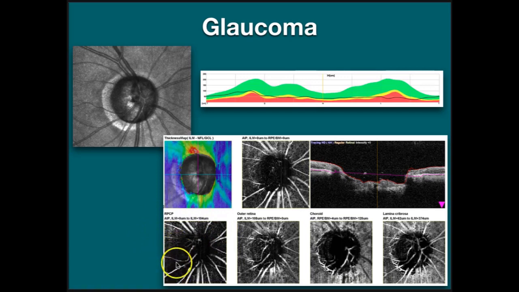So again, glaucoma looks like it has an effect on the capillaries as well as the axons. And my belief is that most of the glaucoma is actually a disease of the blood vessels. We're losing the capillaries, therefore unable to provide nutrition to the axons, and then the axons are dying.